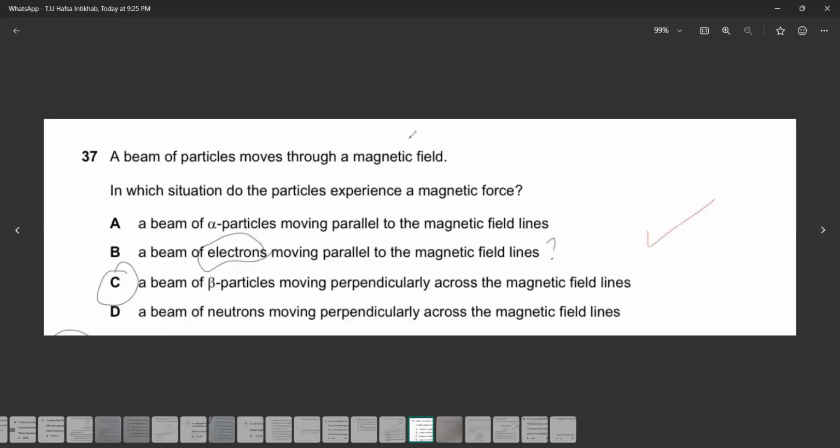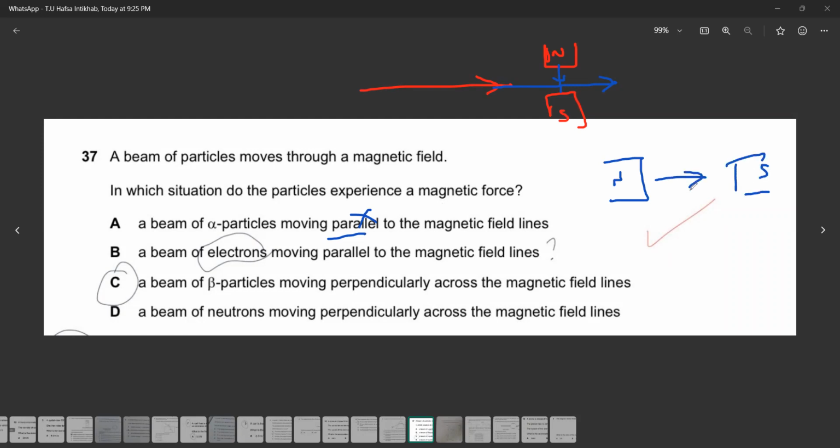A beam of particles moves through a magnetic field. In which situation do the particles experience a magnetic force? The particle must move perpendicular to the magnetic field. Like if these are magnetic poles, north and south, the magnetic field between north and south and the motion of the particle should be perpendicular. So alpha particles moving parallel, this is totally wrong, because if they are moving parallel to the magnetic field, they don't cut the field and don't experience any force.